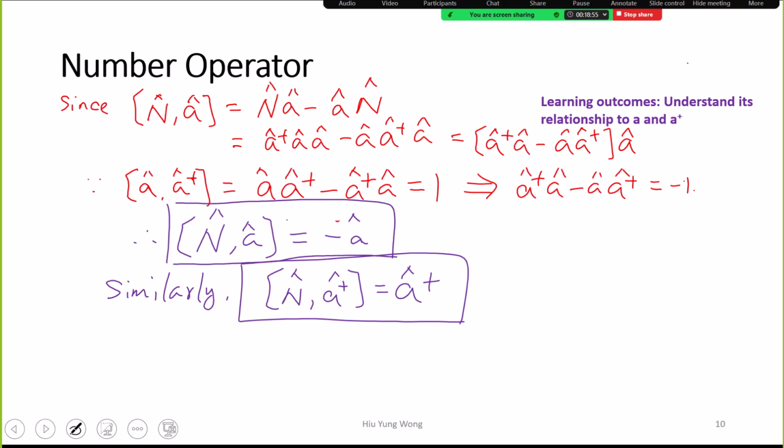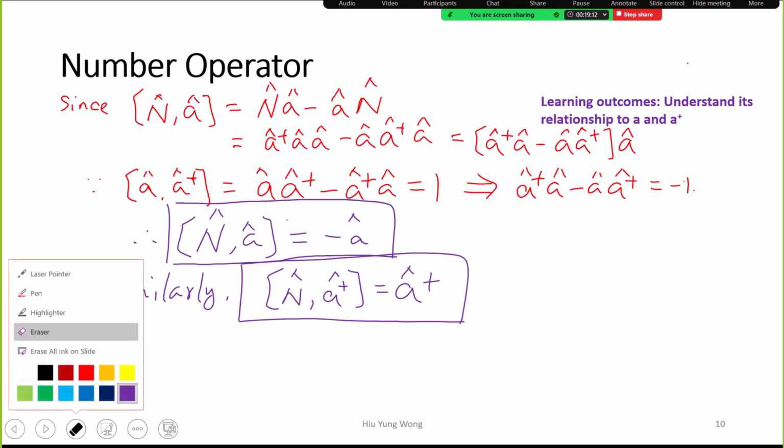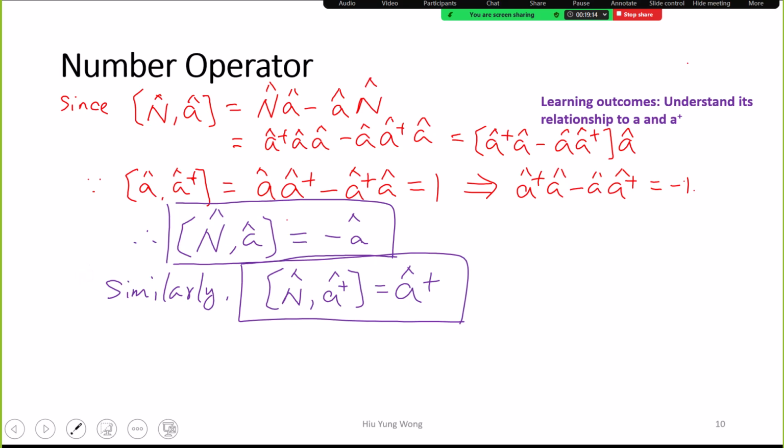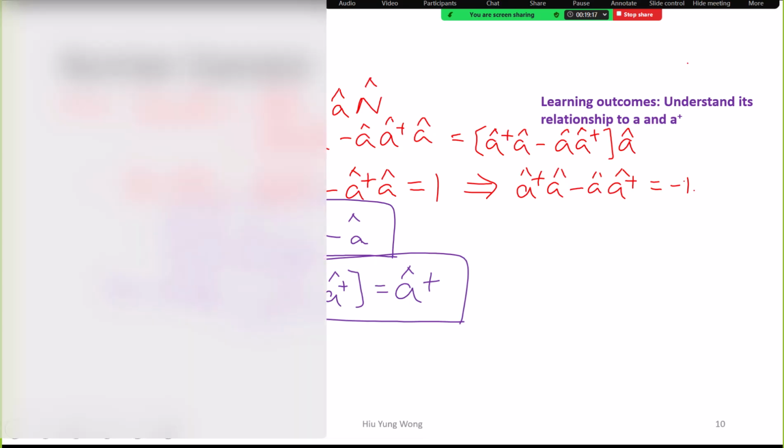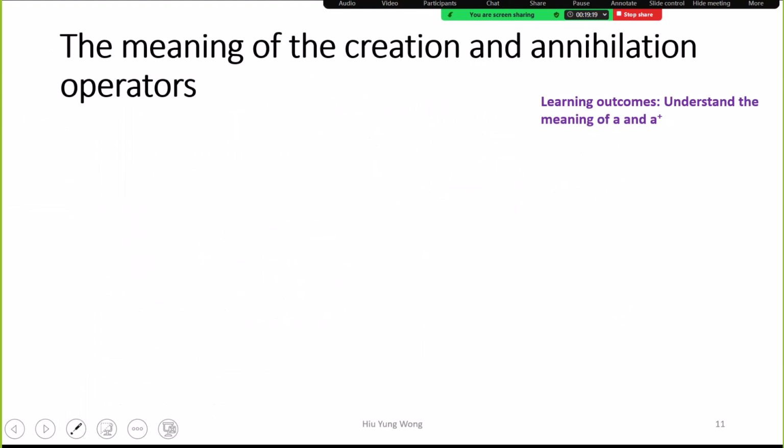Okay, so we get 2 equations from here. Again, it's the commutation relationship between 2 operators: NA equals -A, and NA dagger equals A dagger. Any questions? Let's keep this in mind. Now let's try to understand the meaning of the creation and annihilation operators. People already found out how, but we just show it.